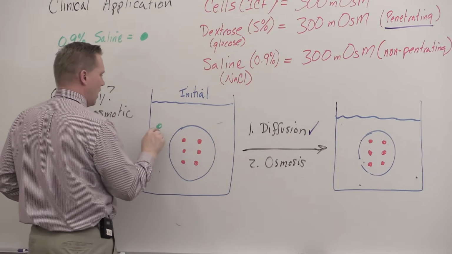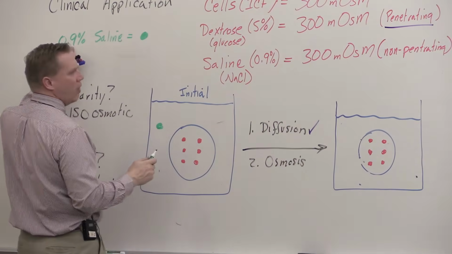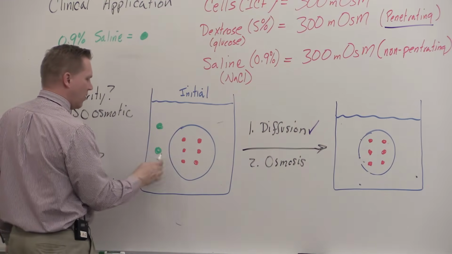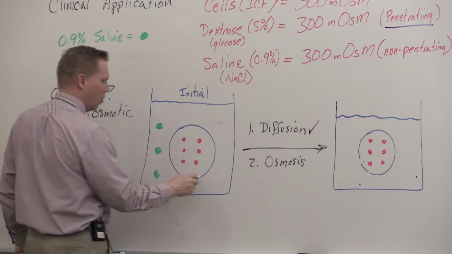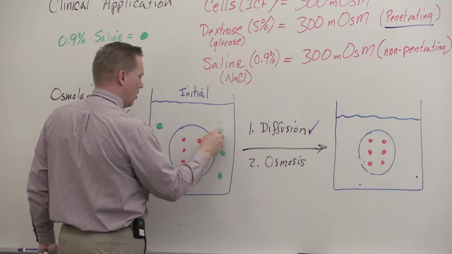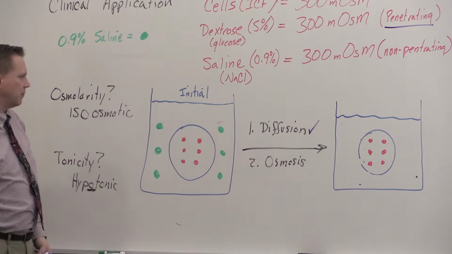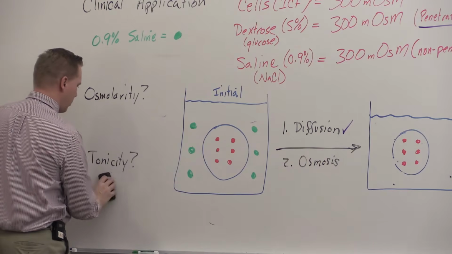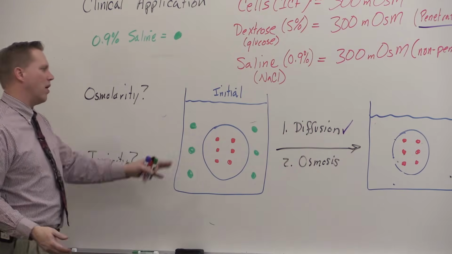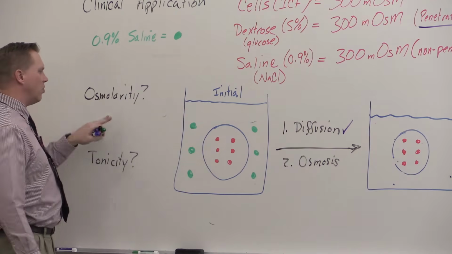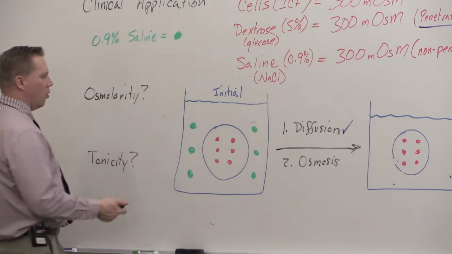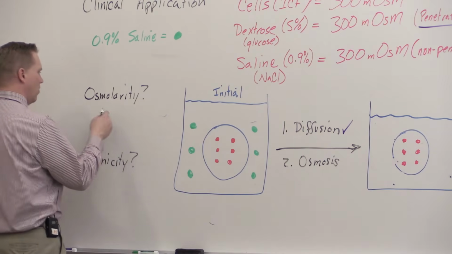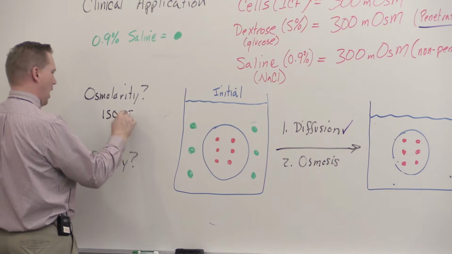So let's represent this. Again, we've got 0.9% saline. That's 300 milliosmolar. So I'm going to represent that in my model with 6 green dots. And let's erase these. Let's ask ourselves the same question. Osmolarity under my initial conditions, what is the osmolarity? Well, I got 6 dots on the outside, 6 dots on the inside. So this is actually isosmotic.